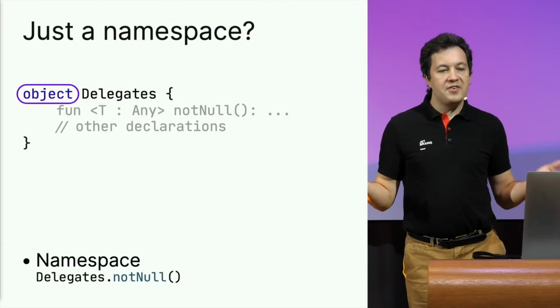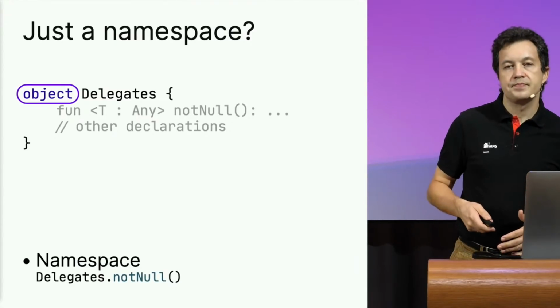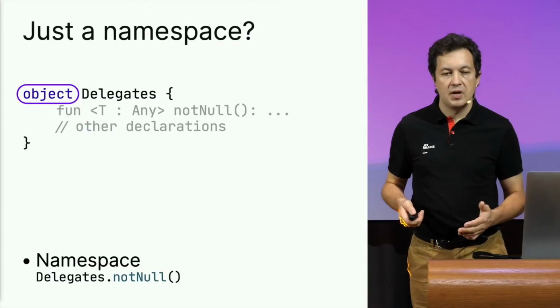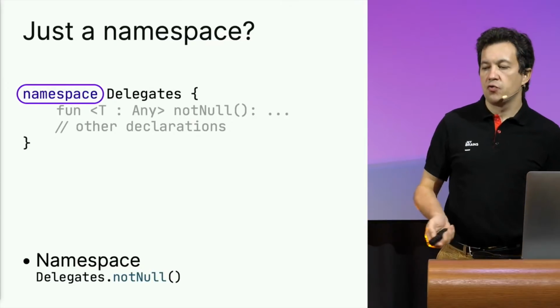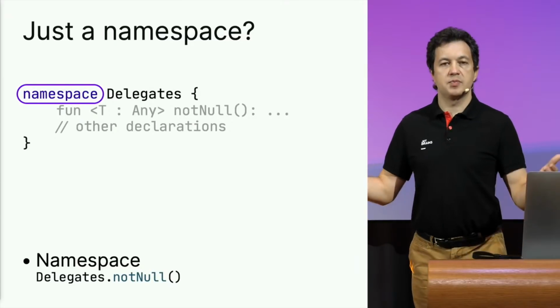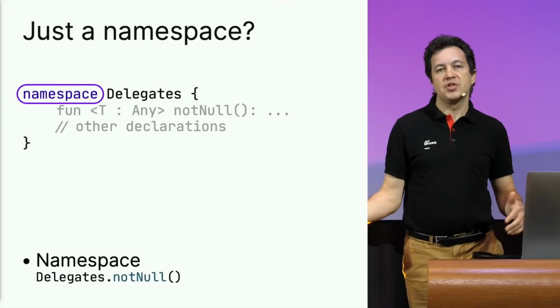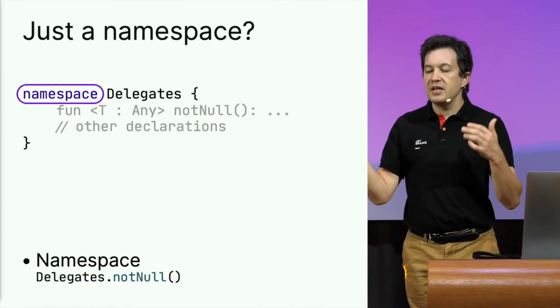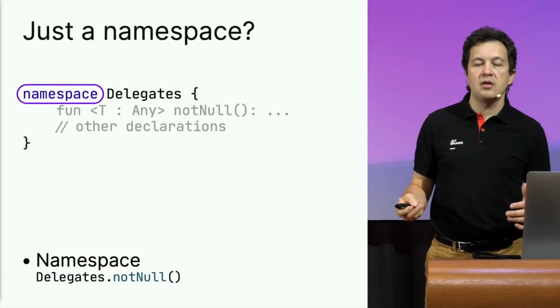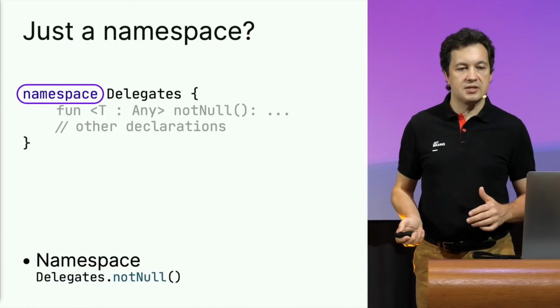So what if instead of creating an object, we devise a syntax that would create just a namespace? For example, add a new keyword, namespace, and say, now you can declare namespace delegates. And it gives you just a namespace. It only enables you to write delegates.notNull and nothing else, no type, no instance.